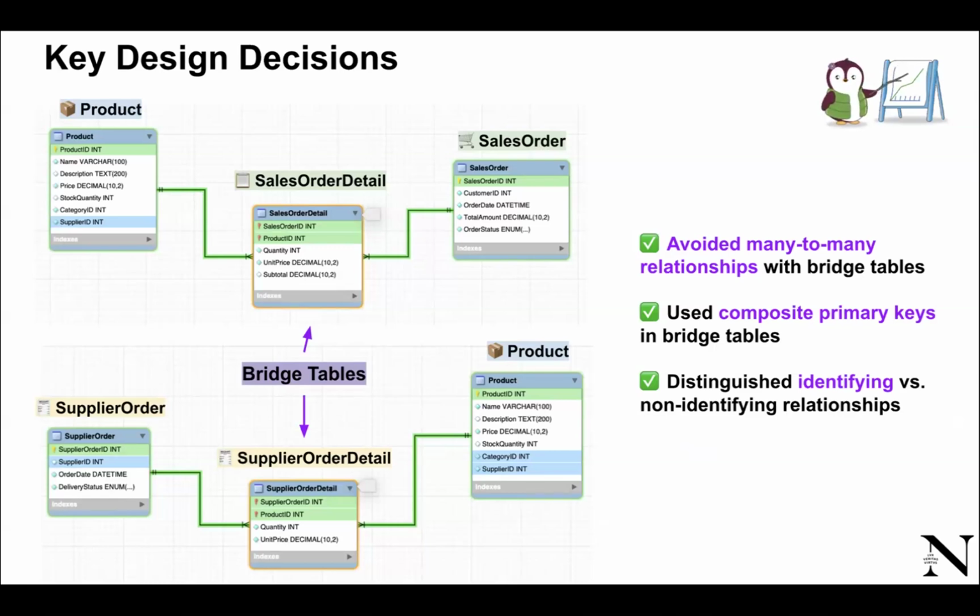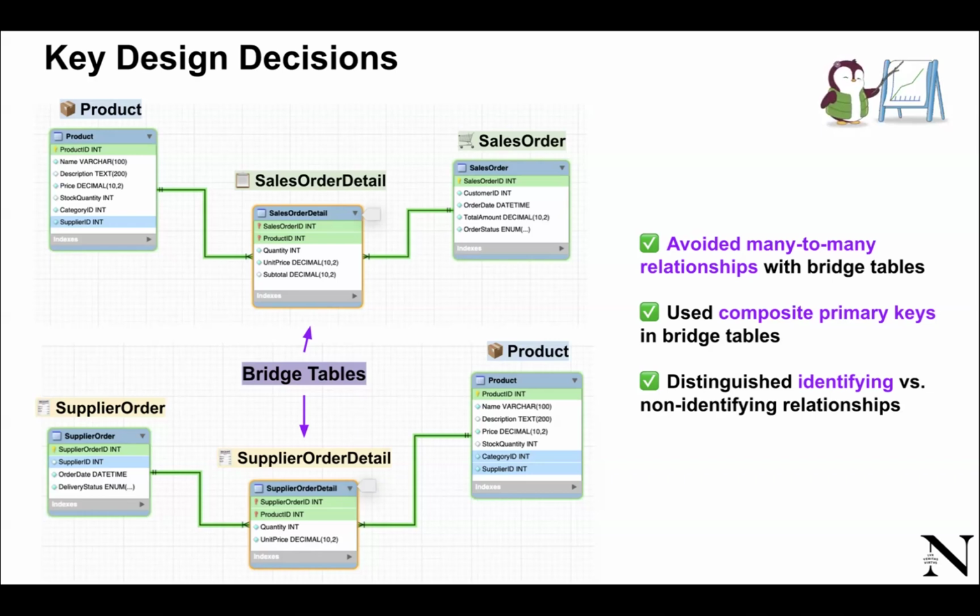Now, I will move on to the key design highlights, where I will focus on one of our core design decisions, how to avoid many-to-many relationships. Many-to-many relationships can cause redundancy and complexity in database design. So in order to create a normalized and efficient system, we use bridge tables. Here are the two examples we use in our database design.